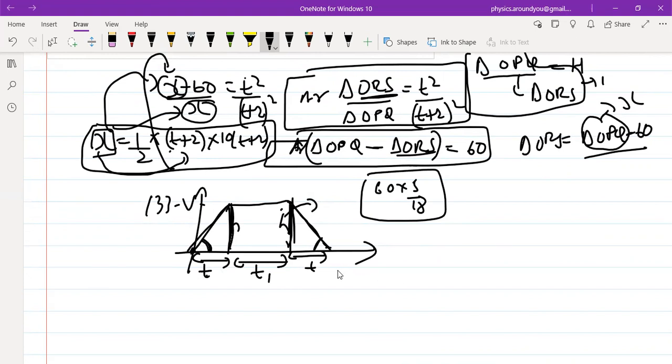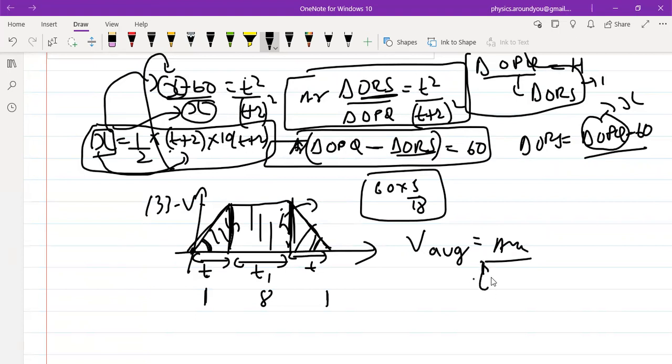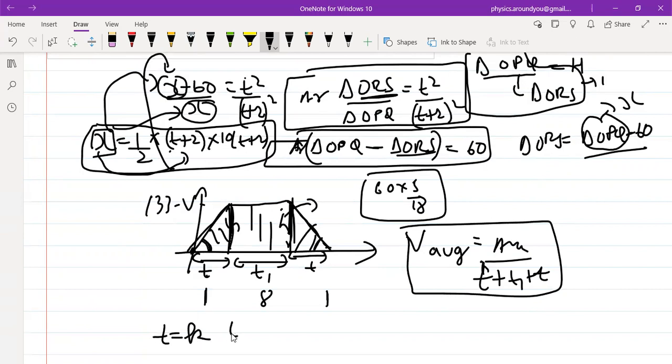They have given the ratios of this. This is 1, this is 1, this is 8. They're asking average speed. What is average speed? Average speed is total distance. So first you find the total area, divide by the total time, which is t plus t1 plus t. So let t be k, t1 will be 8k, therefore the other t also will be k.